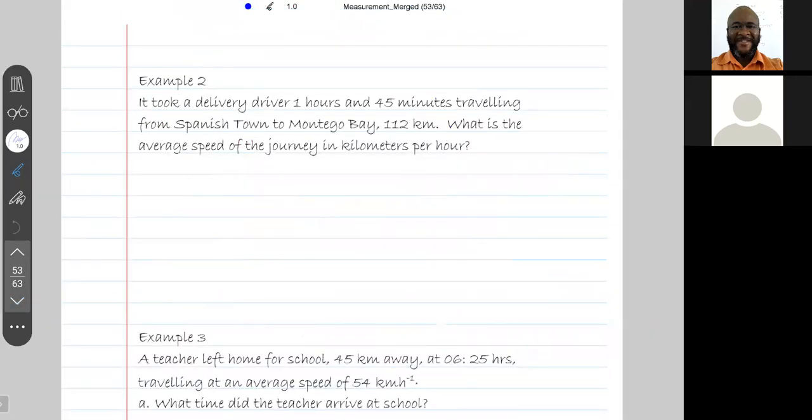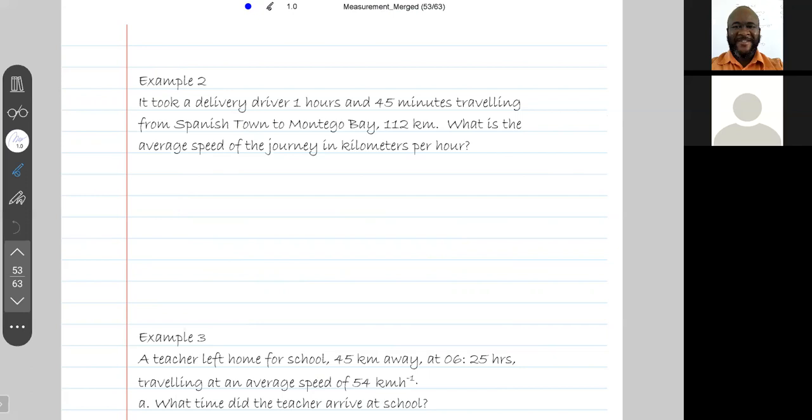All right, so here is a simple example. This is example 2. It says it took a delivery driver 1 hour and 45 minutes traveling from Spanish Town to Montego Bay, and that distance is 112 kilometers. What is the average speed in kilometers per hour?